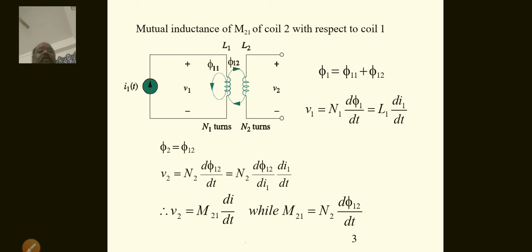You may indicate this is the relation of some value, that is the inductor, which is M21, equivalent to N2 into d phi 12 by dI1 actually. So therefore here V2 is M21 di1 by dt, in place of N2 d phi 12 by di, which is nothing but the M21.